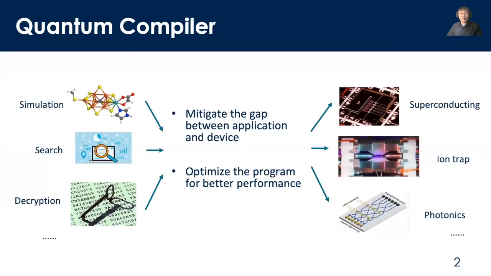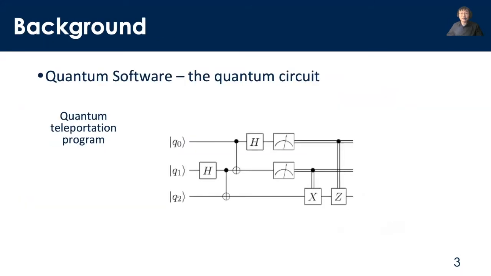Quantum compiler is an essential component in the quantum computing system. Basically, it mitigates a gap between the application and device, and also it can optimize the quantum program for a better execution performance. Before we introduce the compiler part, let's first review the basics of quantum software and hardware.